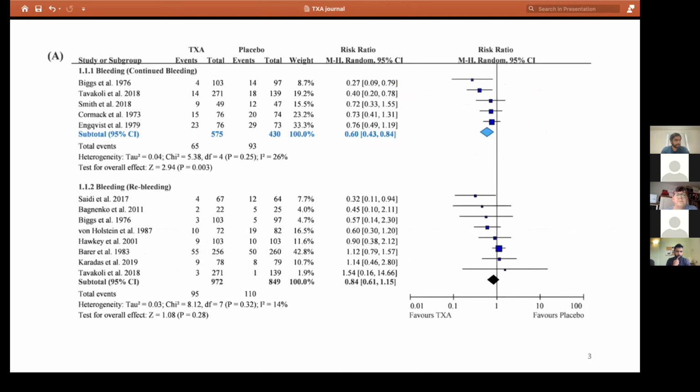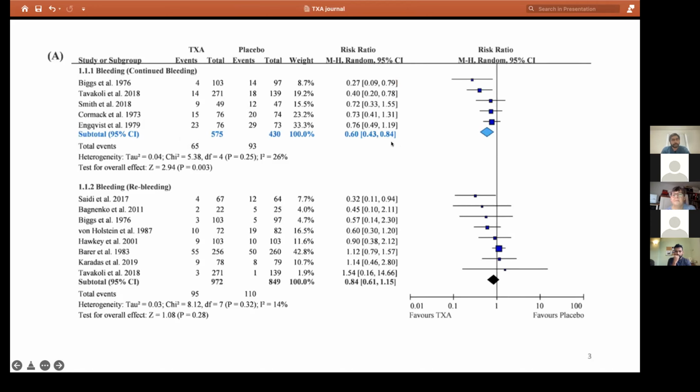In the next slide, this is the forest plot taken from the meta-analysis. It gives the analysis on several parameters, including bleeding, continued bleeding, rebleeding, and others. The first one is on continued bleeding. A subtotal of several studies was taken, among five of them, and it covered a total of 575 patients. The risk ratio was 0.60 with a 95% confidence interval between 0.43 and 0.84.